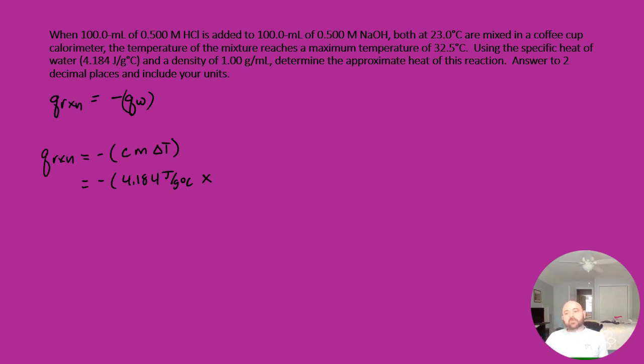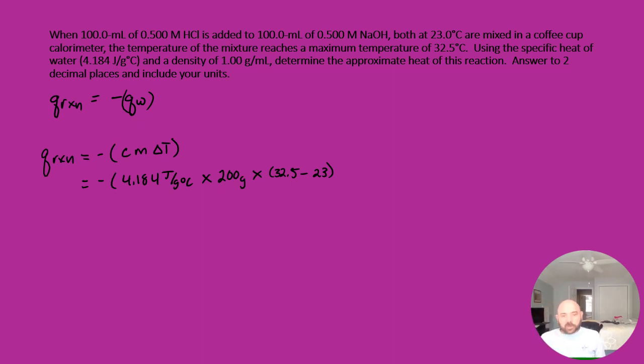So we have to think a little critically here. We have 2 cups of this solution, 100 milliliters of each. So when we pour them together, that would be a total of 200 milliliters of water, which is approximately 200 grams of water, times a temperature change. We know that both solutions are at 23 degrees before they are mixed. Afterwards, they are at 32.5 degrees. So our temperature change is 32.5 degrees Celsius minus 23 degrees Celsius.